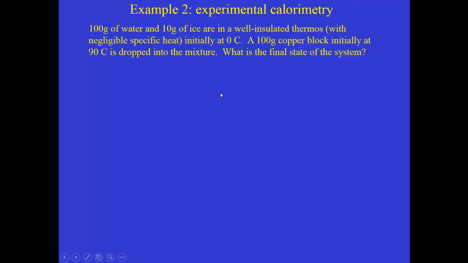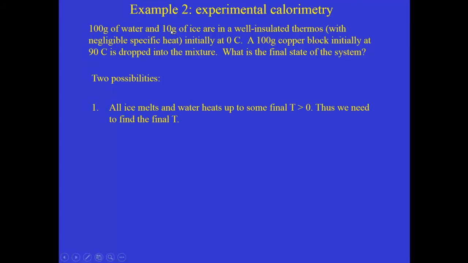This problem is a little bit more complicated because there are two different things that could happen, and we'll have to do the calculation to figure out which one is the correct one. First, all of the ice, there's only 10 grams of ice, could melt when the copper block is dropped in and gives up some of its thermal energy to the water-ice mixture, and therefore the resulting 110 grams of water could heat up to some final temperature that would, of course, be greater than 0. So if that's the case, what we need to do is find the final temperature of the water and copper system. So that's one thing that could happen.